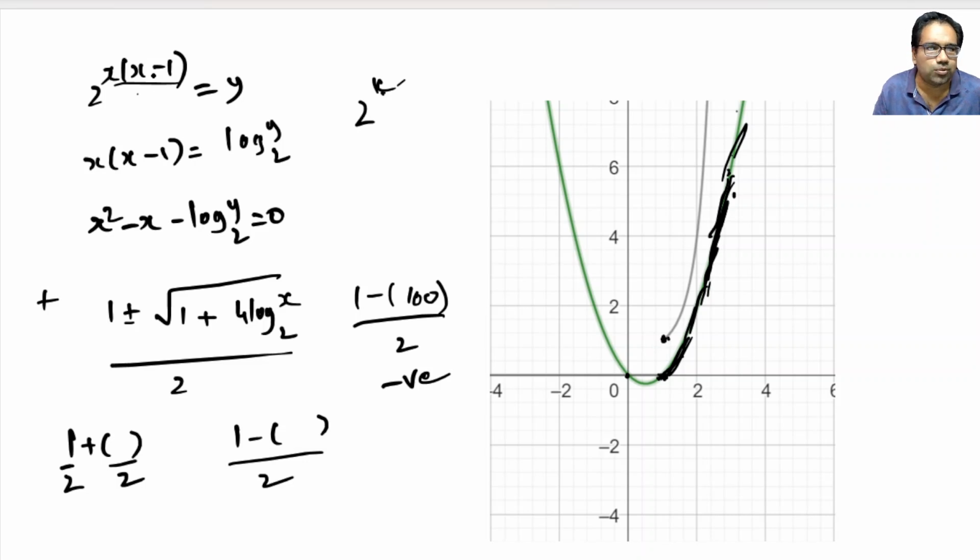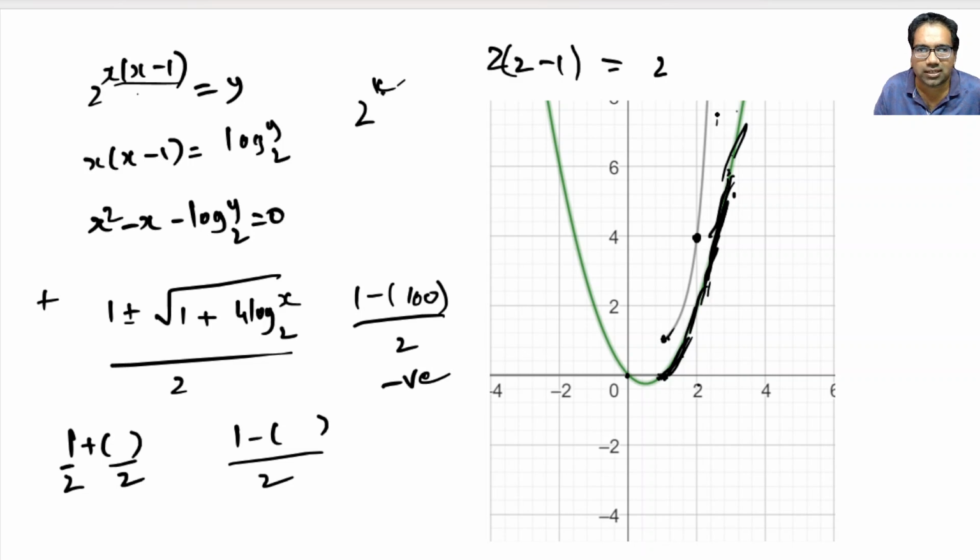When x is 2, 2 into 2 minus 1 is 2, so 2 square is 4. Similarly, likewise, when x is 3, 3 into 3 minus 1, 3 into 2, is 6, so 2 power 6, something like this. So this is a graph of 2 power x into x minus 1.